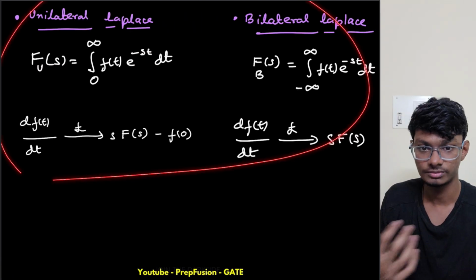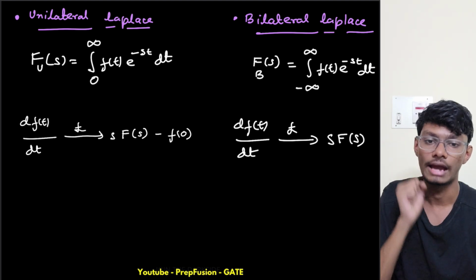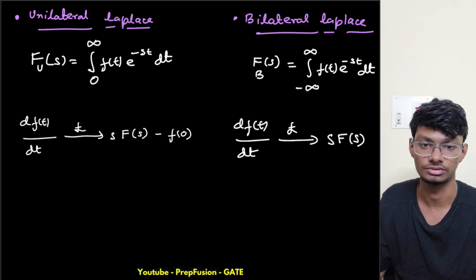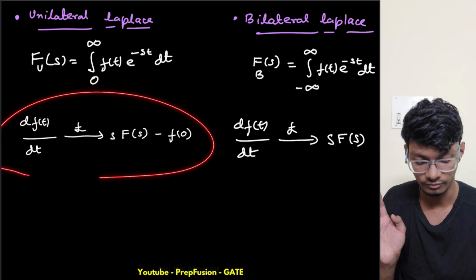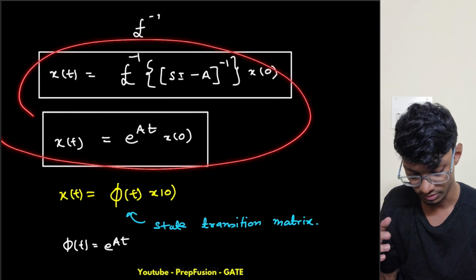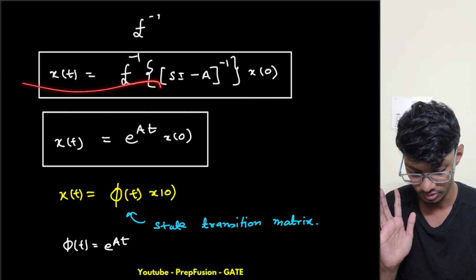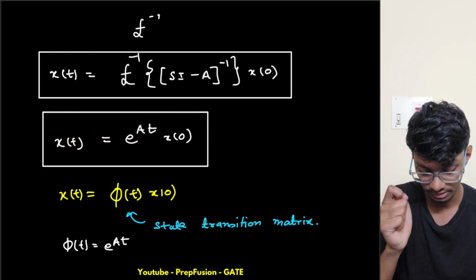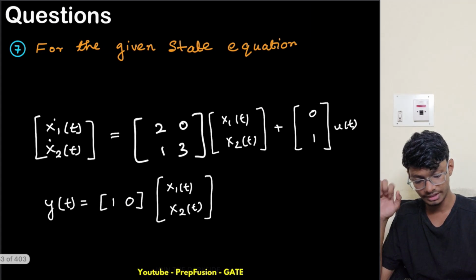I told you the difference between unilateral and bilateral. Unilateral means for causal signals, for t greater than 0, and bilateral means it exists before t equals 0 and after t equals 0 also. So the Laplace of the differentiation is a bit different for both of these types of signals. Then we equated and we got two equations, one the time domain equation and one the Laplace domain equation. In most cases we'll solve the Laplace domain equation, but sometimes it is easier to solve the time domain equation.